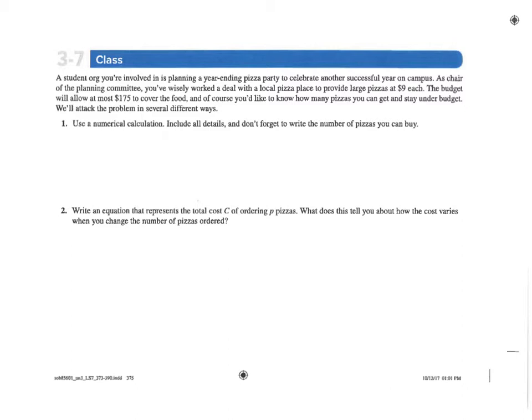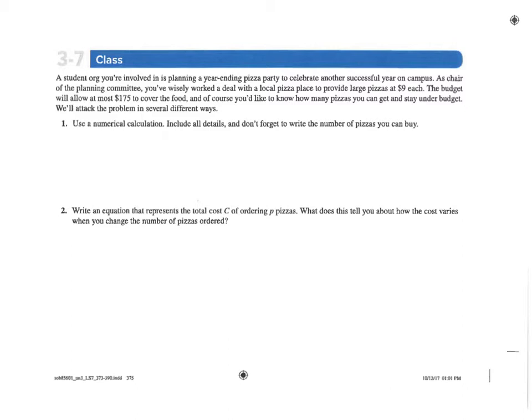A student organization you're involved in is planning a year-ending pizza party to celebrate another successful year on campus. As chair of the planning committee, you've wisely worked a deal with the local pizza place to provide large pizzas at $9 each. The budget will allow at most $175 to cover the food. And of course, you'd like to know how many pizzas you can get and stay under budget. So we'll attack the problem in several different ways.